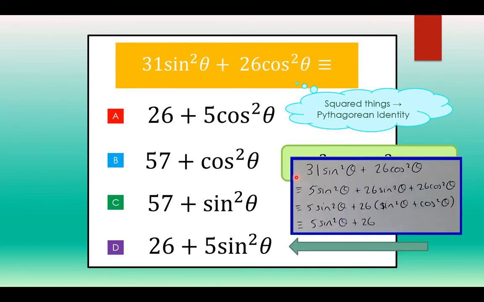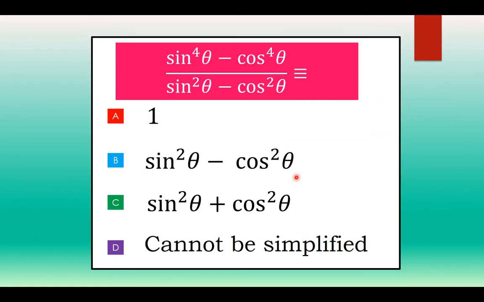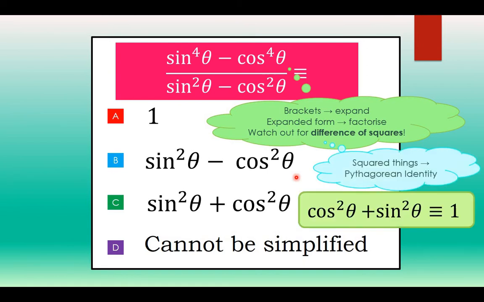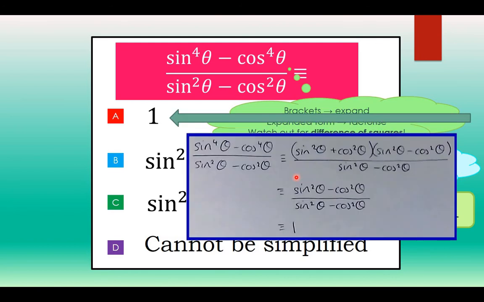Okay, so whenever we see some squared trig functions, we're thinking of the Pythagorean identity because it contains squares. It's a handy thing. Okay, this one's a bit trickier. If you notice, we've got a difference of squares in both the numerator and denominator. Because if you have sine squared, that gives you sine to the power of 4. So think about that first, and then you'll need your Pythagorean identity, and hopefully you end up with this one.